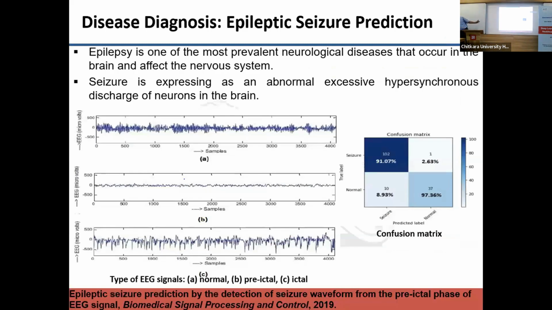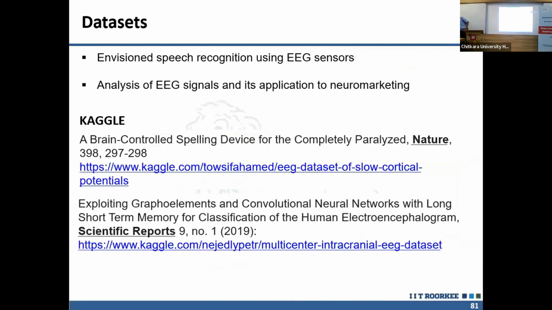So this is some other work for disease diagnosis. I'm not going into the dataset. Many data sets are available, and some data sets are available on our website, Parimal.